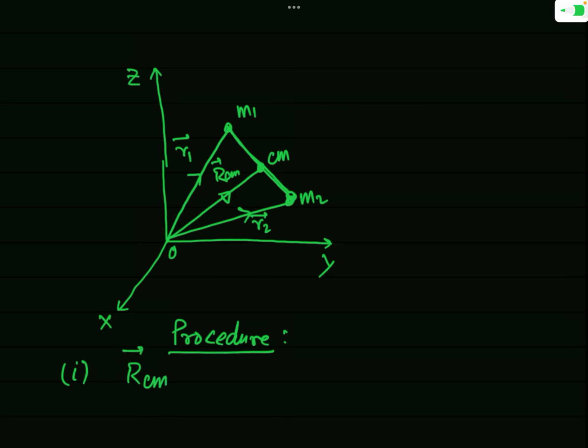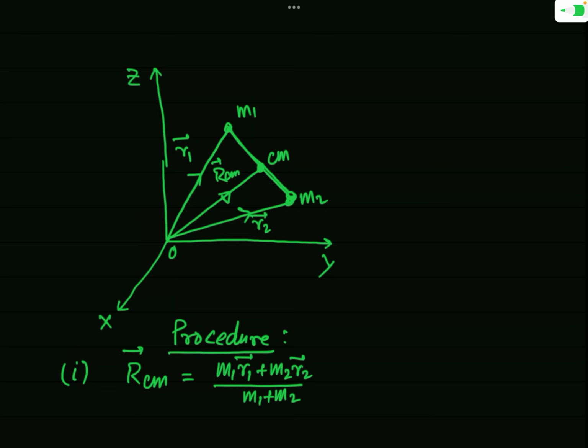You have definitely studied in your lower classes the concept of center of mass. So what will be the position vector of center of mass? You can see this will be m1 r1 plus m2 r2 over m1 plus m2. So at first find this position vector RCM.